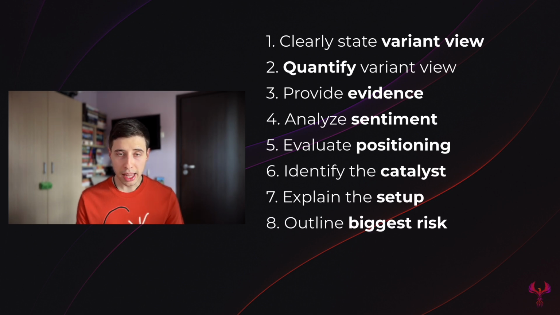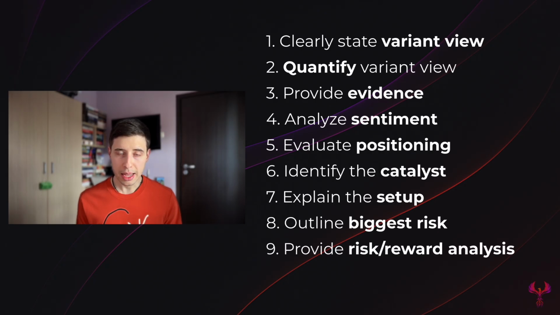Step 8. Outline the biggest risk in your variant view. What's the biggest counterpoint? Give a rational explanation as to why the biggest counterpoint is unlikely to take place. Step 9. Provide the risk-reward analysis for your variant view. Have a bull, bear, and base cases with price targets, probabilities, and expected value. Step 10. What work should you be doing to gain incremental conviction in your variant view, or to track your thesis over time?